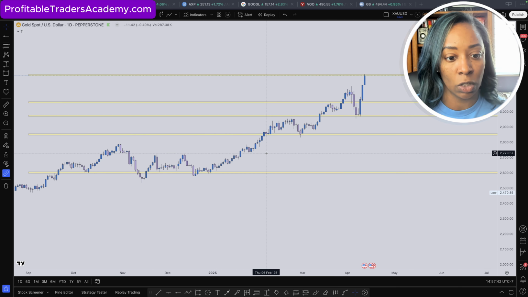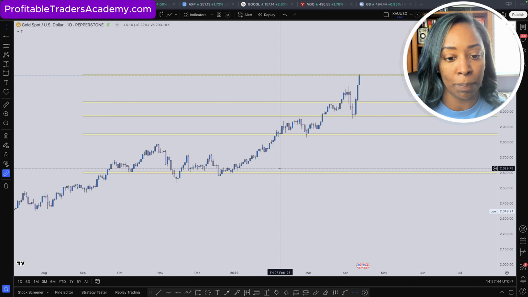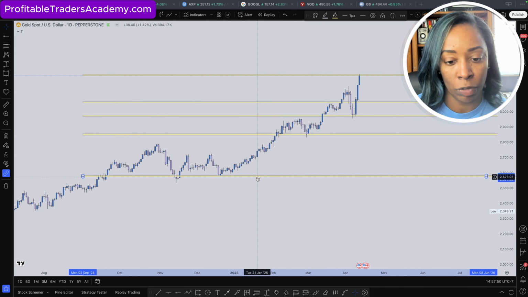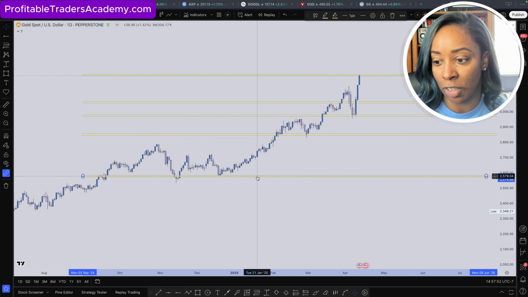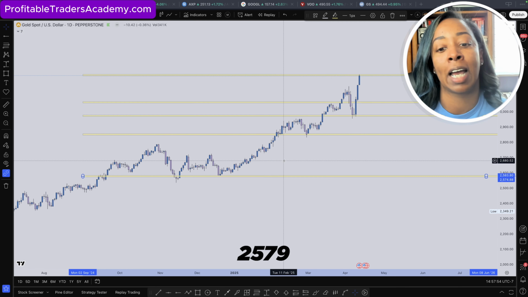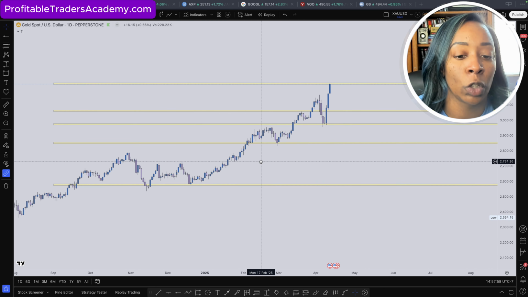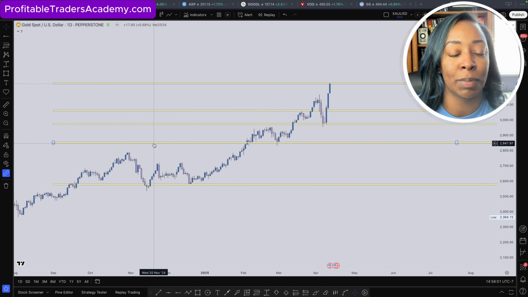This level still looks good, and then if we scoot over a bit, we can see that this will be a better fit right here at, let's just say, 25.79. Now, of course, that's a really far jump from where price currently is, so we may draw some additional levels on lower time frames to account for that.